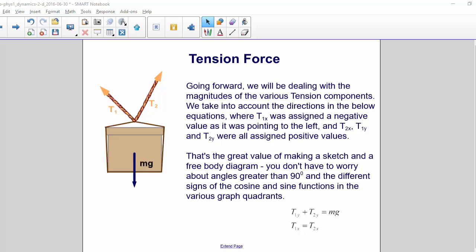And always remember to draw a free body diagram. That way you won't have to worry about angles greater than 90 degrees, and you won't have to worry about whether or not to use sine or cosine. You can just look at your diagram.